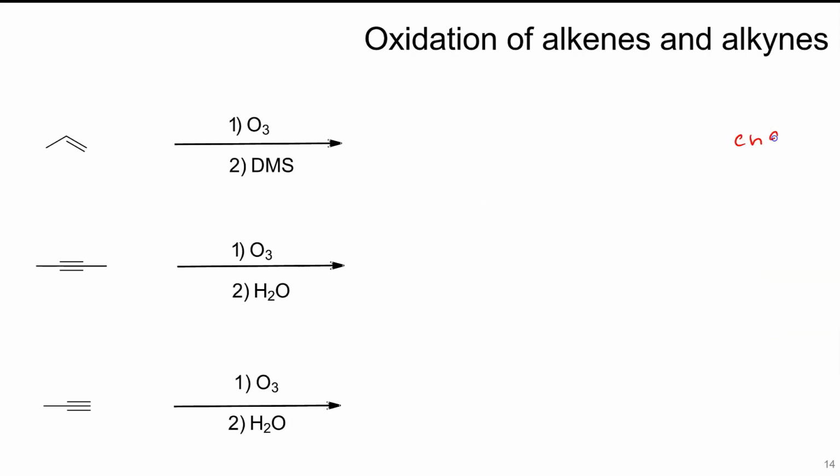The first one, again, is from Chapter 9 with alkenes. If we use ozonolysis with DMS, that will cleave that double bond in half and put an oxygen there. So we end up with this aldehyde and then this formaldehyde here for a terminal one.